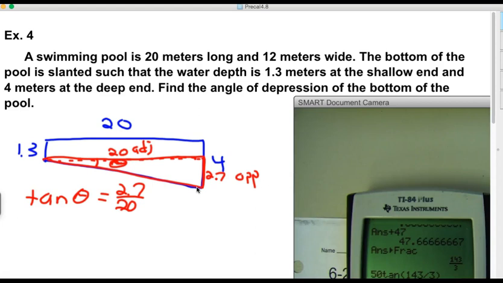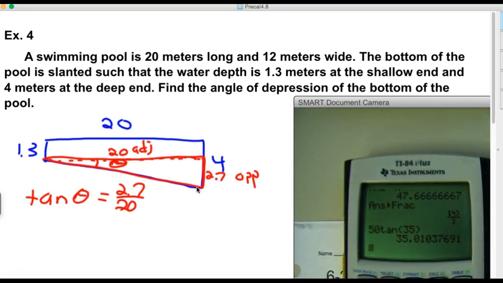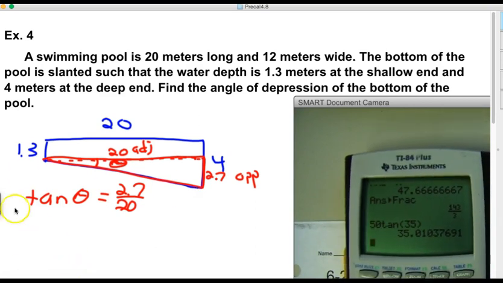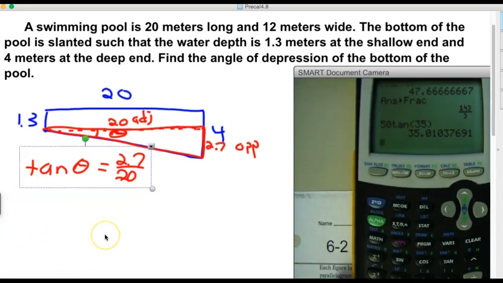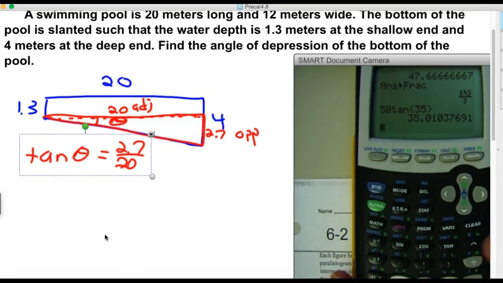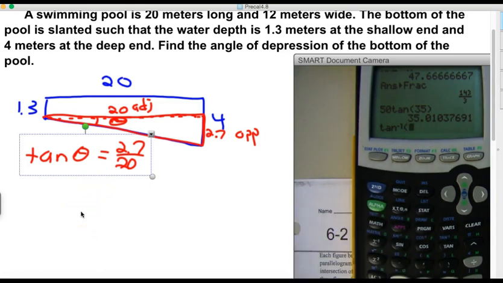Now, to solve for theta when we have tangent, you're going to use a button on the calculator to cancel tangent. So we've got to cancel tangent to leave the theta by itself. To cancel tangent, you're going to use what's called arctangent. You can see it right here in blue above the tangent button. It's tangent with a -1. So that is what cancels tangent. So we do arctangent of both sides. That's going to give us arctangent of 2.7 over 20, which will give us our answer.